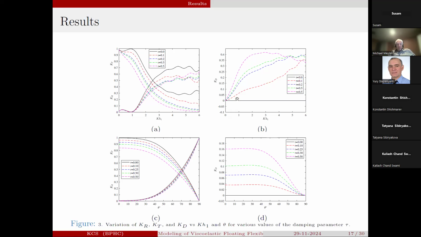But as the value of this damping parameter increases, the dissipation also increases, and the transmission and reflection are decreasing. Obviously, as the dissipation is there, reflection and transmission go down. In figures C and D, which are plotted with respect to the incident wave angle theta, the pattern is similar: when the damping parameter tau is 0 there is no dissipation, but as tau increases, the dissipation increases and the reflection and transmission decrease.